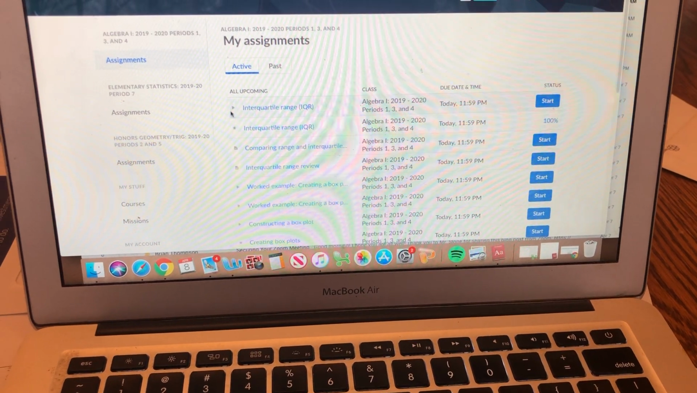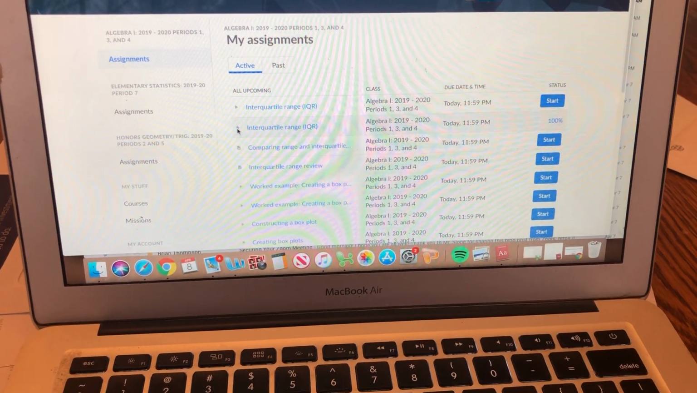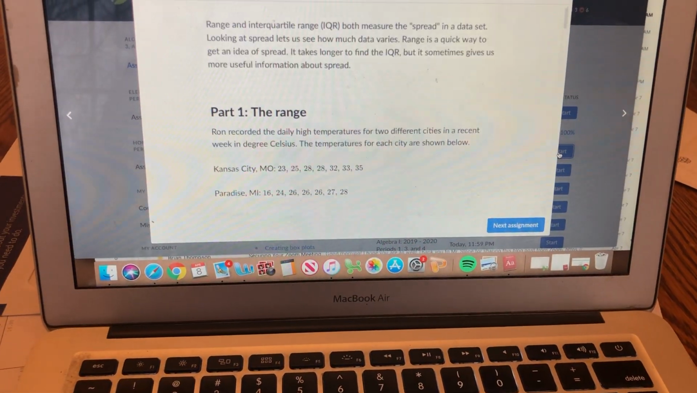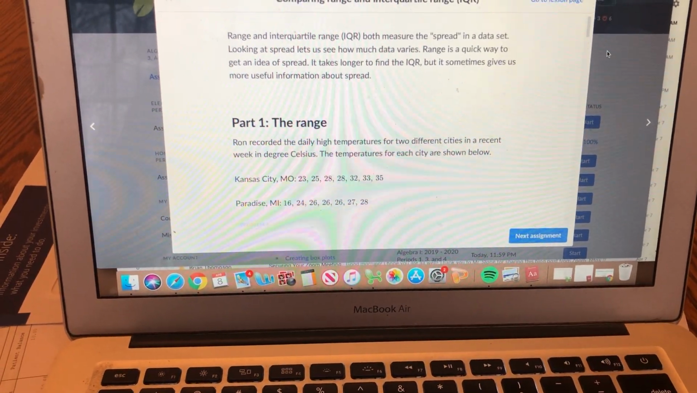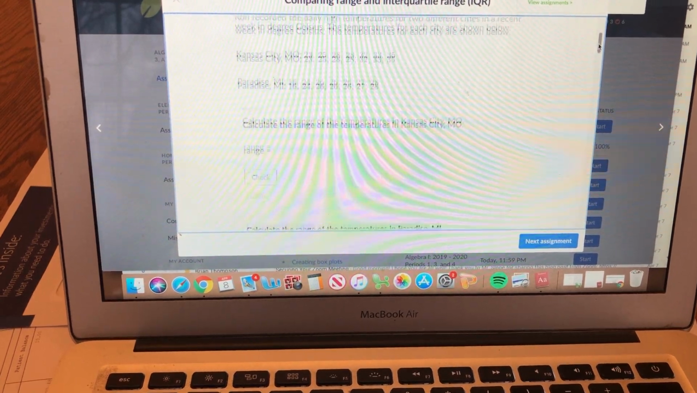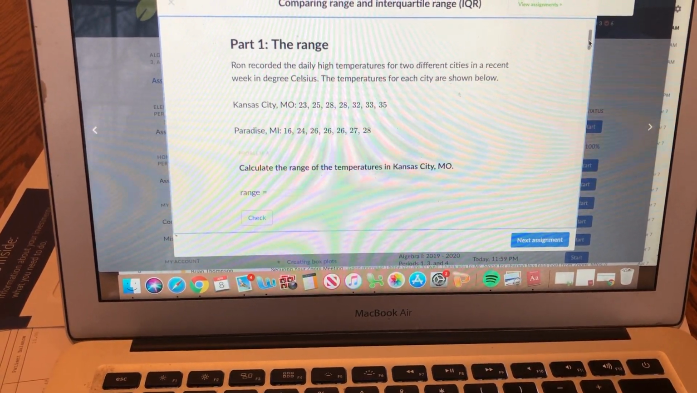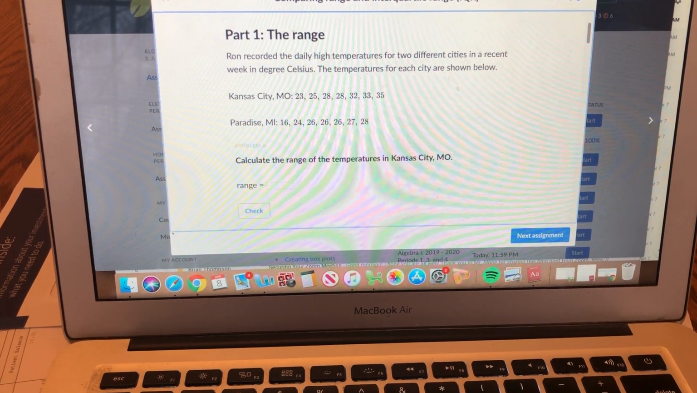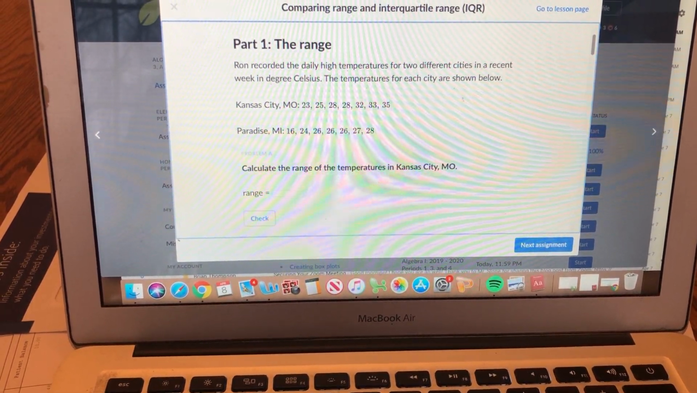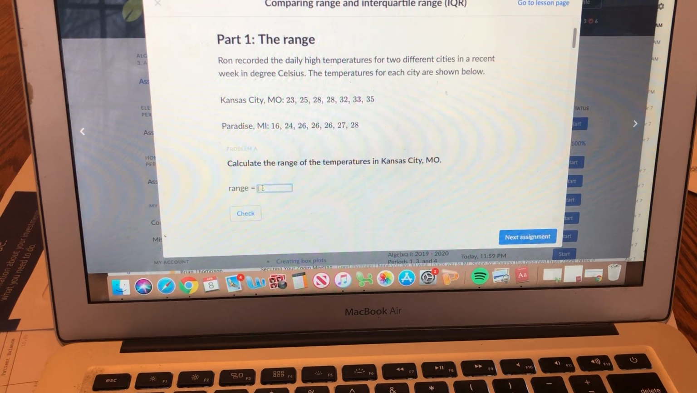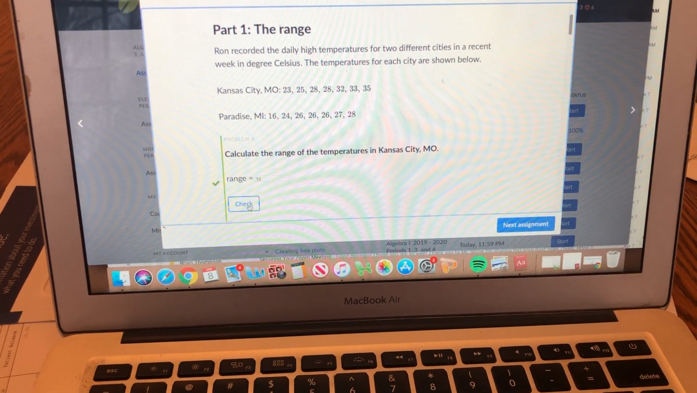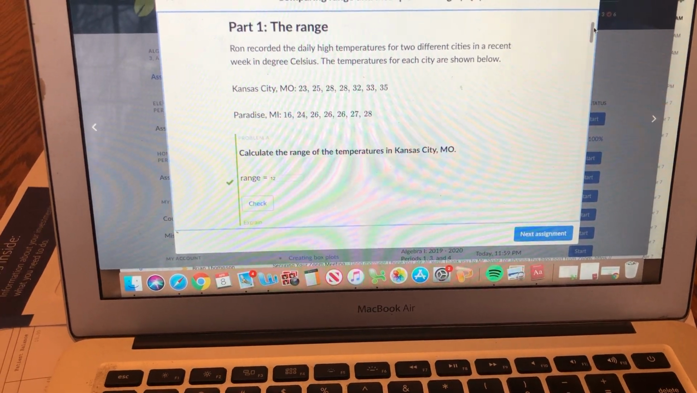All right, so we have videos, we have practices. These are little readings we need to do. So calculate the range of temperatures in Kansas City, Missouri. Remember, range is max minus min, so Kansas City would be 35 minus 23, which is 12. Got that one right.